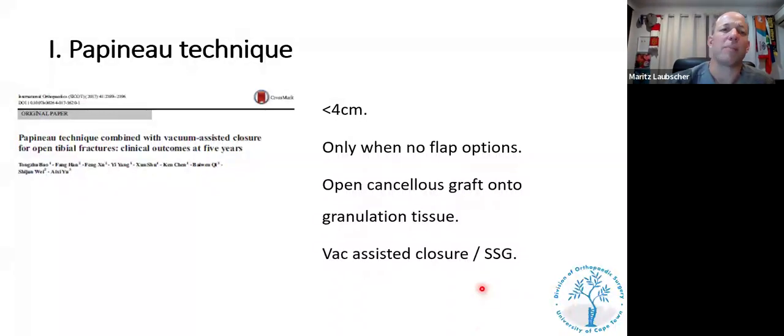Has anyone heard of the Papineau technique? This is something that's really historic, although every now and again you have a case where you don't have any soft tissue cover options and amputation is not an option. So Papineau described open bone grafting, and then simply treating it with negative pressure wound therapy on top of the cancellous graft until soft tissue granulation. So basically, vacuum-assisted closure over cancellous graft for a defect.